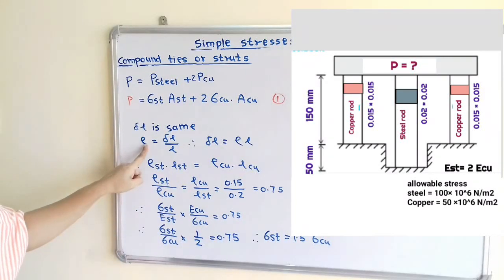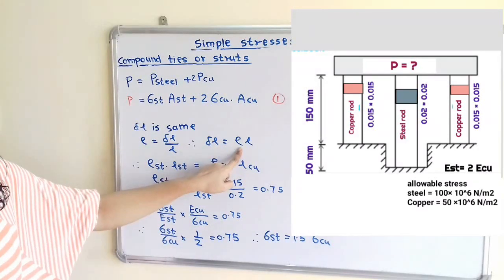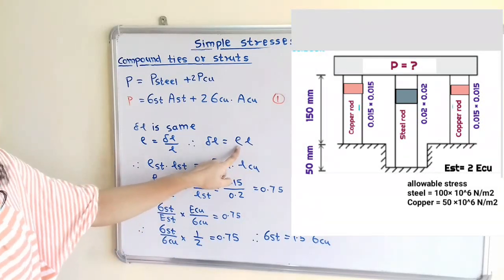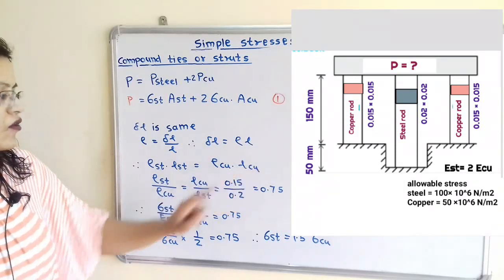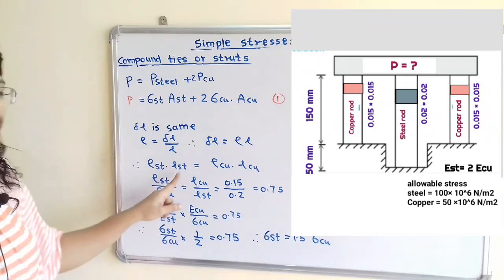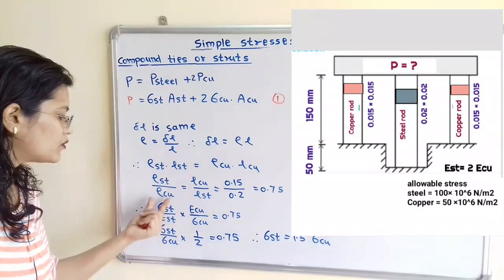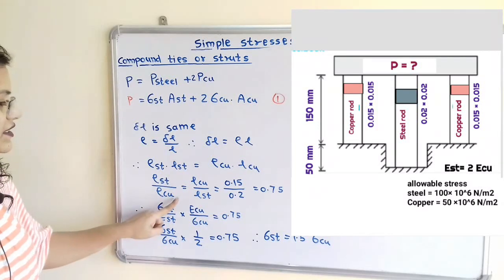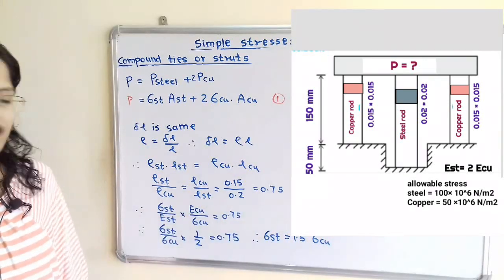How can we write this delta L? We know that strain epsilon is equal to delta L by L, so delta L is equal to strain multiplied by original length L. Now we say that epsilon steel multiplied by L steel is equal to epsilon copper multiplied by L copper. Now we will put the values. We know the length of the steel rod and the length of the copper rod, so I can take epsilon copper to the left hand side. We get the ratio of strain in steel divided by strain in copper, which is the ratio of lengths, and it is equal to 0.75.